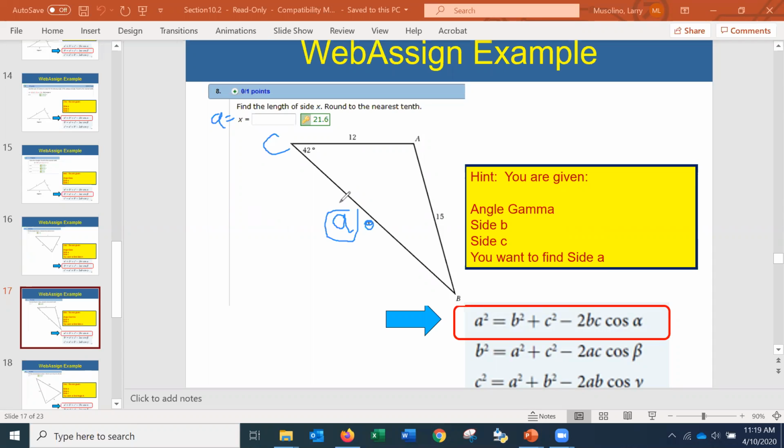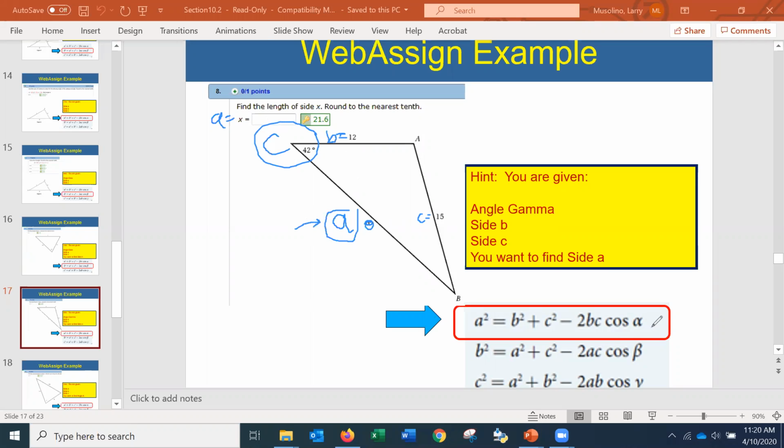All right, well, I'm noticing that they gave me the length of side C, that was 15. They also gave me the length of side B, that was 12. So I know sides B and C, and I want to find side A, but they gave me angle C. Notice angle C here is given as 42 degrees, but side A is the unknown quantity.